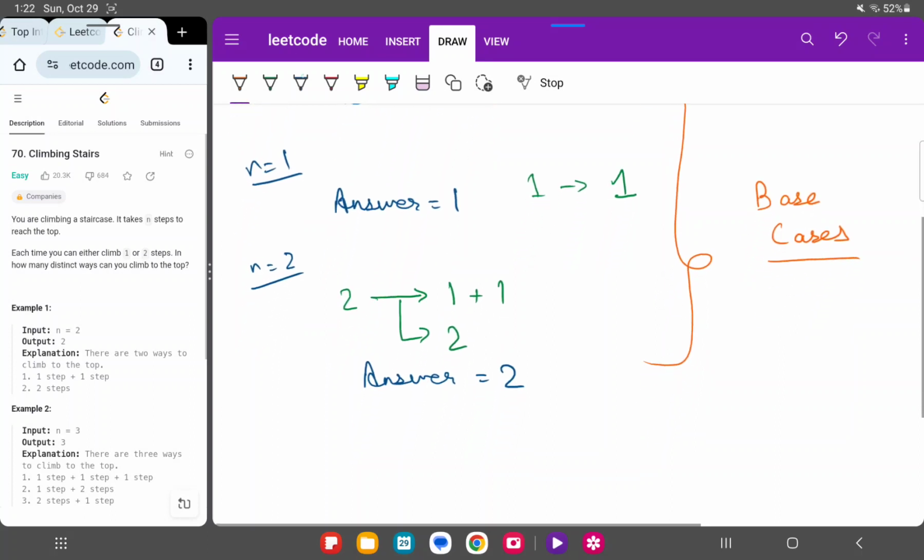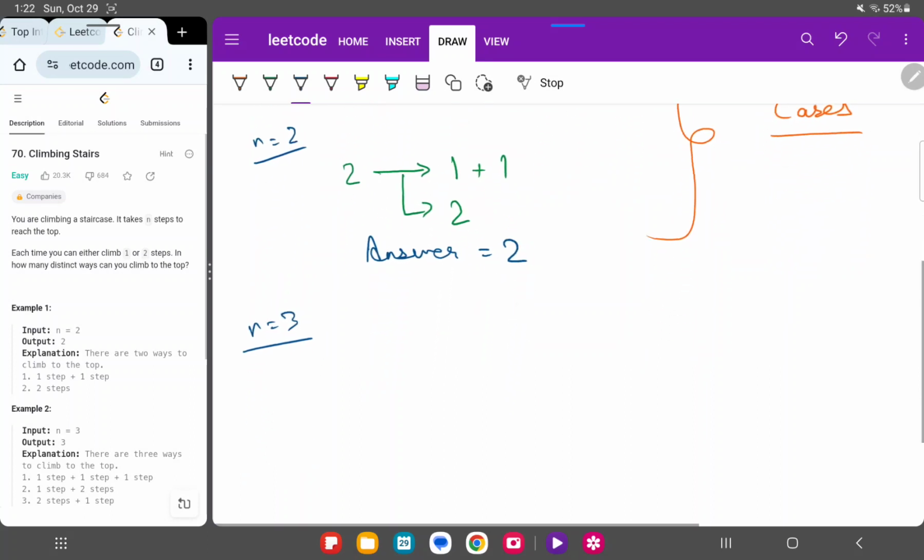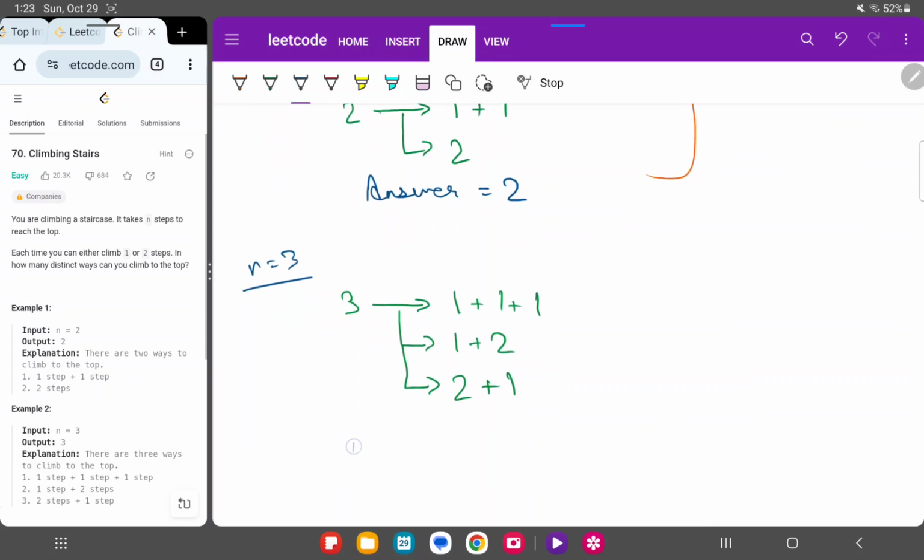So now let's analyze n equals 3. If we analyze this scenario, the number of ways to climb 3 staircases is 1 step, 1 step, then 1 step, or 1 step, then 2 steps, or 2 steps and then 1 step. So how many ways are there to climb 3 staircases? Answer equals 3. 1, 2 and 3.